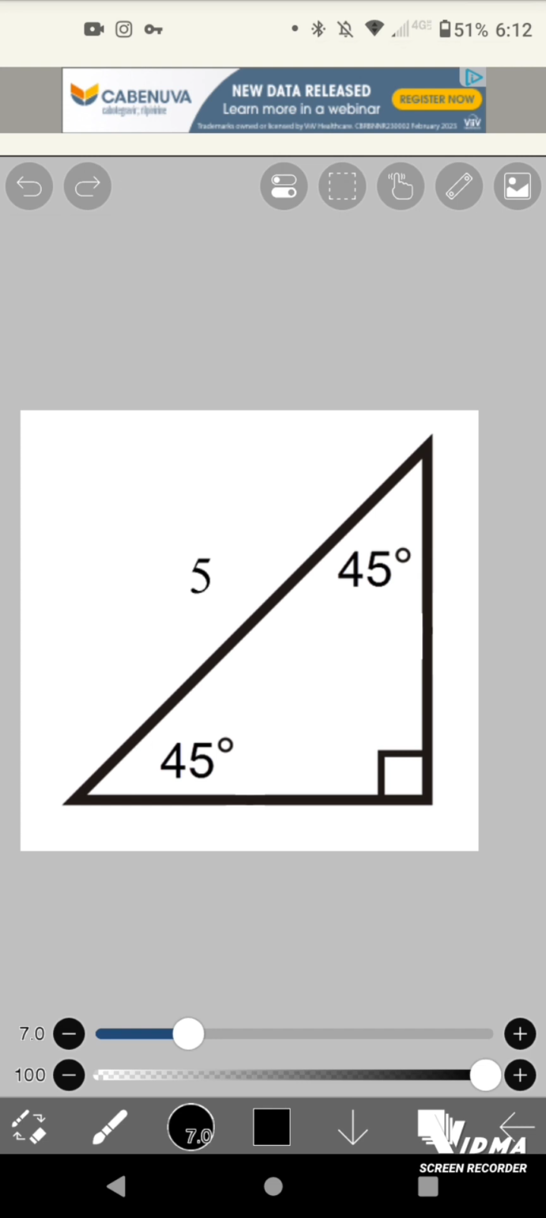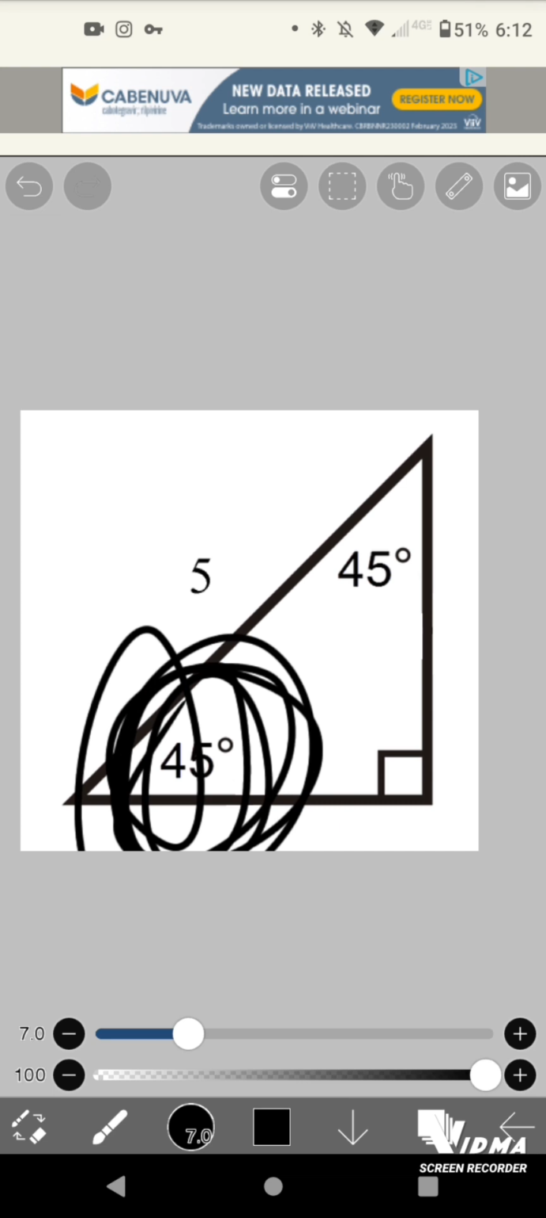This is a special right triangle. This is one of the two types out of the 45, 45, 90 and 30, 60, 90. Can you guess which one it is? I wonder if the 45s make it obvious or not.